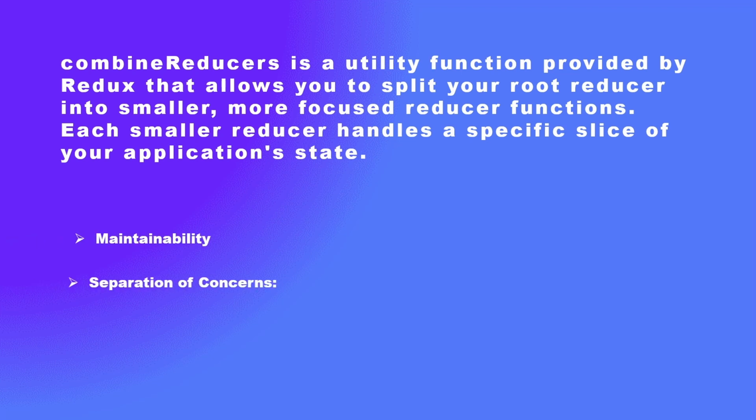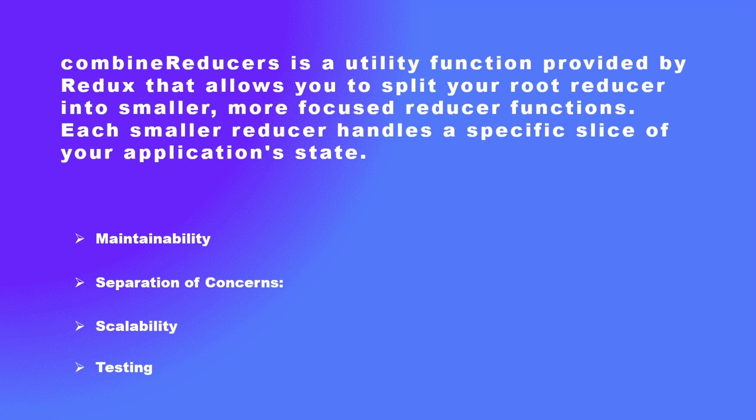maintainability, separation of concern, scalability, and testing. Simply, if we are going to use one single reducer, it will become hard to maintain, scale and test. So we are going to separate the one single large reducer into multiple small reducers so we can maintain easily and understand the functionality of the reducers easily.